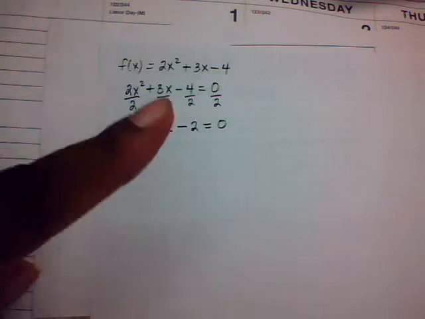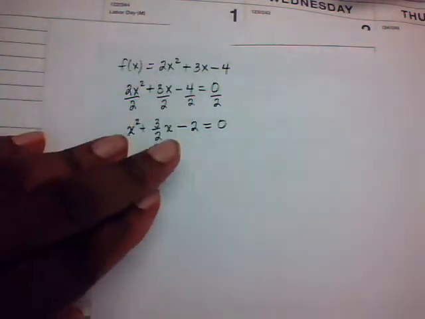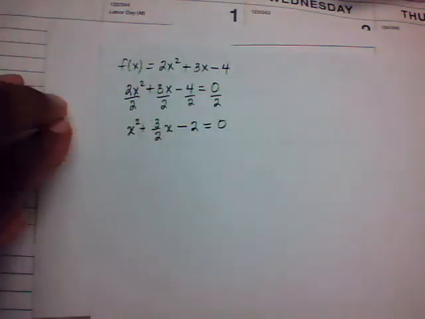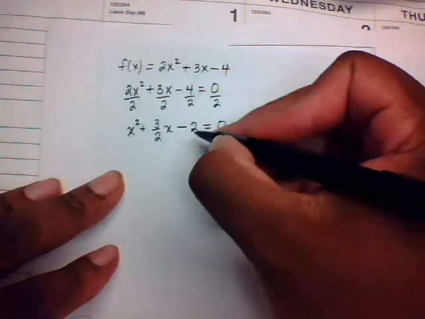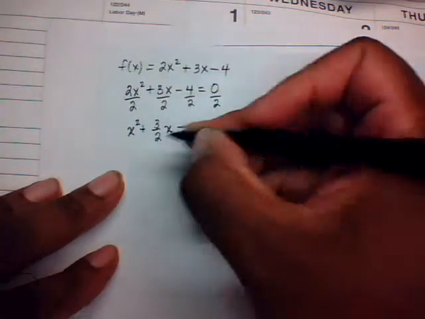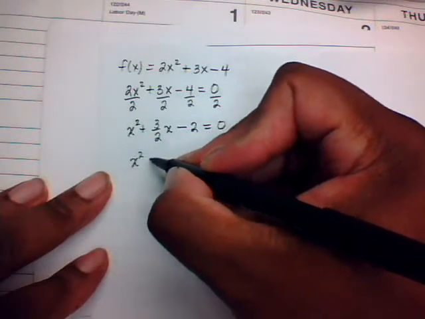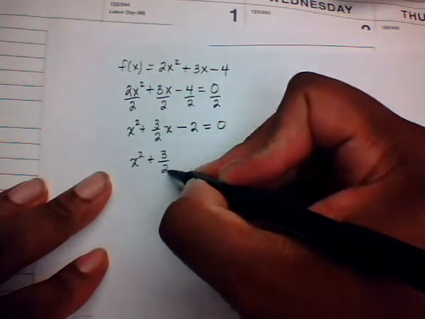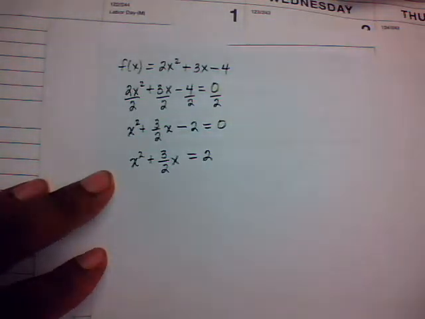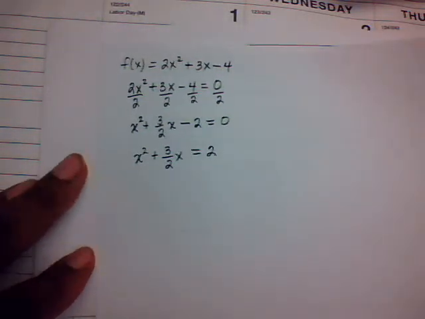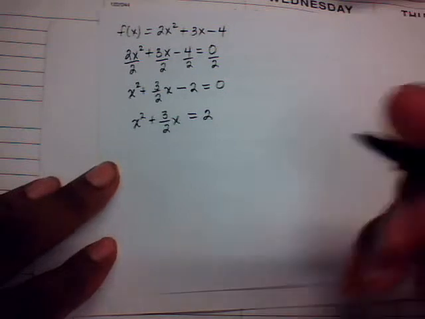Now I'm going to do the next thing. I'm going to leave all the terms that have x's on the left side and move the constant over to the other side. So this minus 2 is going to go over to the other side. So I'm just going to have x squared plus 3 halves x equals 2. Now I'm going to go ahead and complete the square.